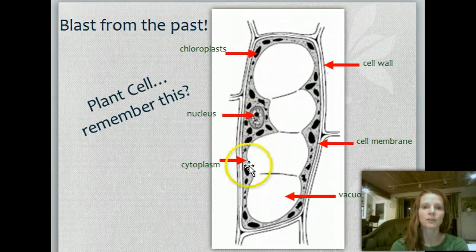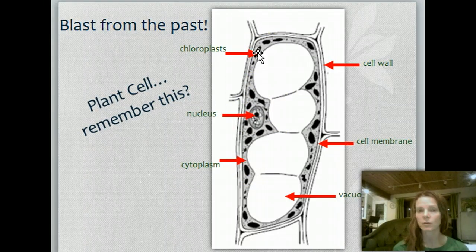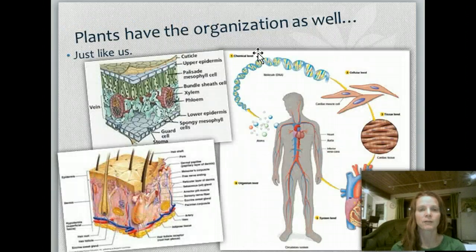Obviously there's a nucleus, there's cytoplasm, and then another thing is chloroplasts. The chloroplasts are those very special organelles that allow the plant to undergo photosynthesis, okay? They contain chlorophyll in there, and that's where that photosynthesis can take place, okay? So, just a little FYI, hopefully you remember that. Now the cool thing is plants have organization just like human cells, okay?